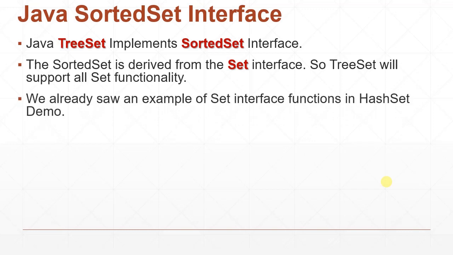We already saw an example of set interface functions in the HashSet demo. So in the previous video we explored HashSet. HashSet implements only the set interface. It doesn't implement the SortedSet interface. So whatever set functionality is available in HashSet is also available in TreeSet. In addition, we will get the functionality exposed by the SortedSet interface.